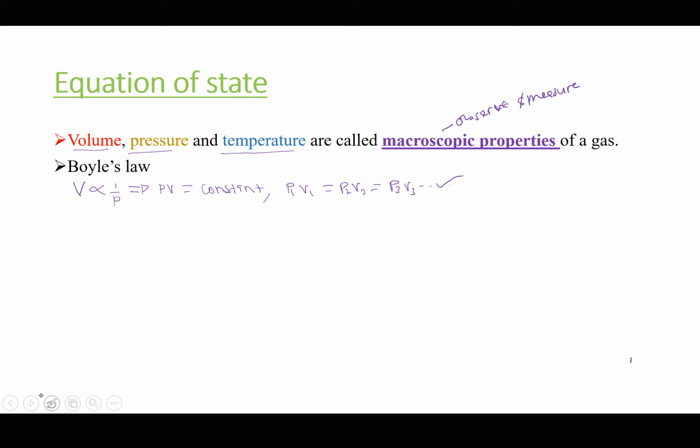Another scientist in the name of Jacques Charles, between 1746 and 1823, tried to investigate the effect of temperature on volume of a gas. So this French scientist, Jacques Charles, found out that if the pressure remained constant for a given mass of a gas, the volume was directly proportional to the temperature.